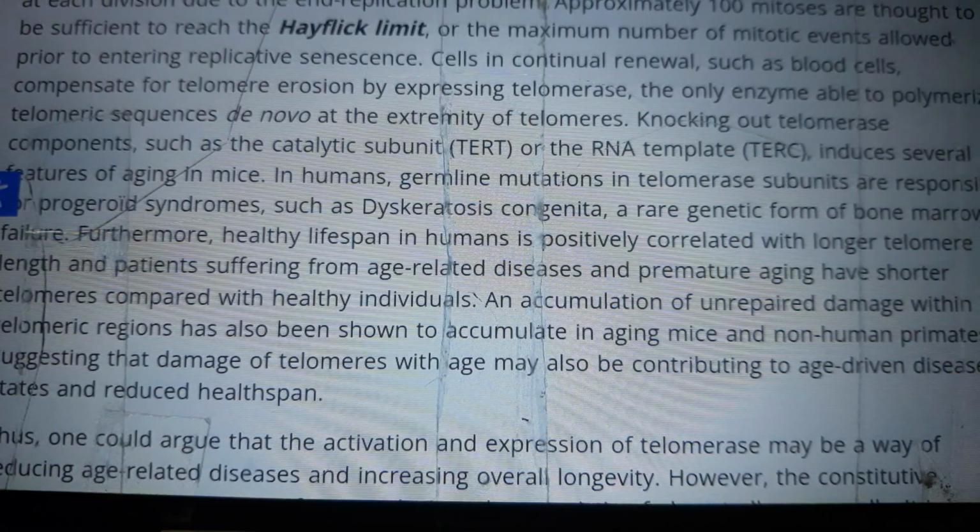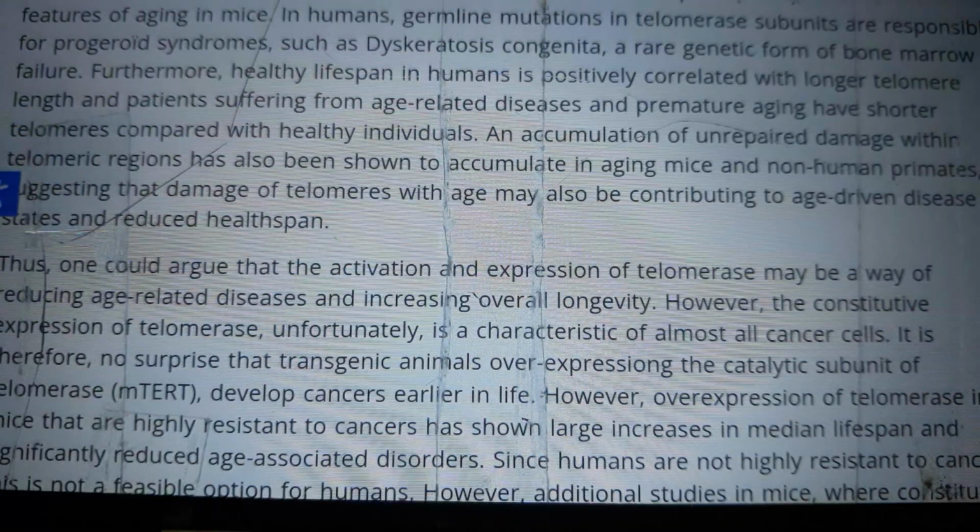in mice. In humans, germline mutations in telomerase subunits are responsible for progeroid syndromes such as dyskeratosis congenita, a rare genetic form of bone marrow failure. Furthermore, a healthy lifestyle in humans is positively correlated with longer telomere length, and patients suffering from age-related disease and premature aging have shorter telomeres compared with healthy individuals.